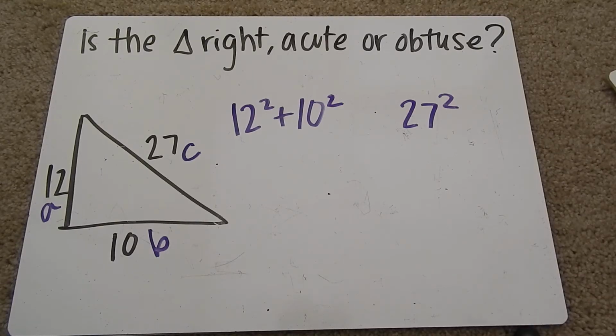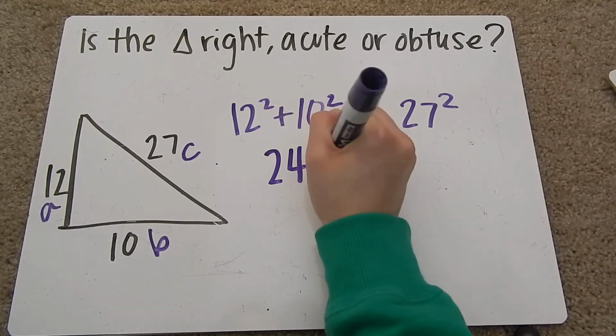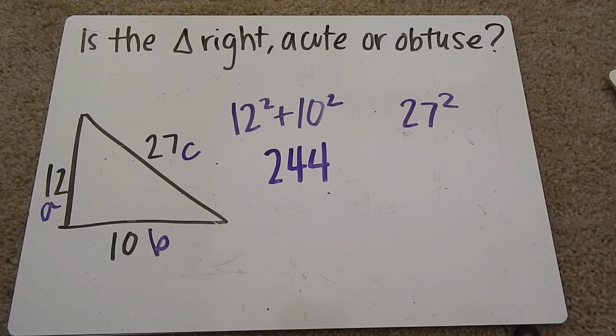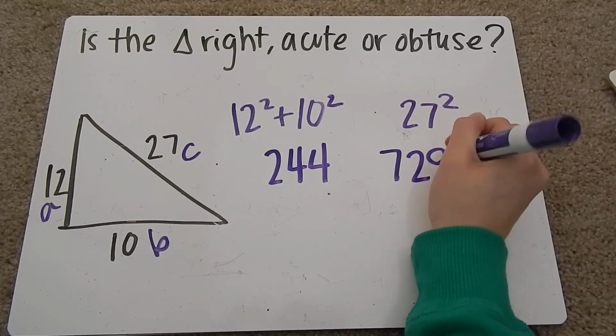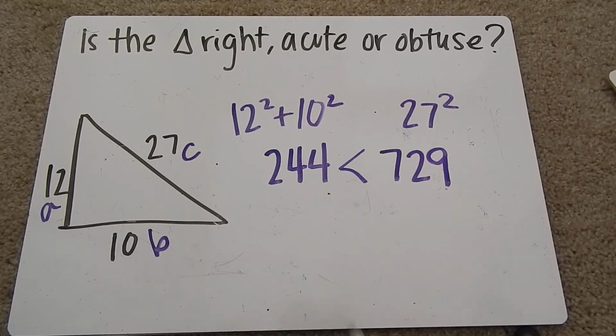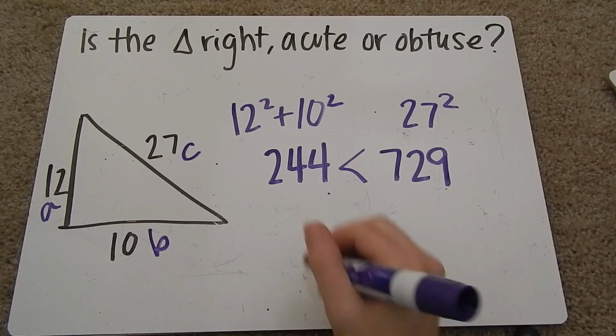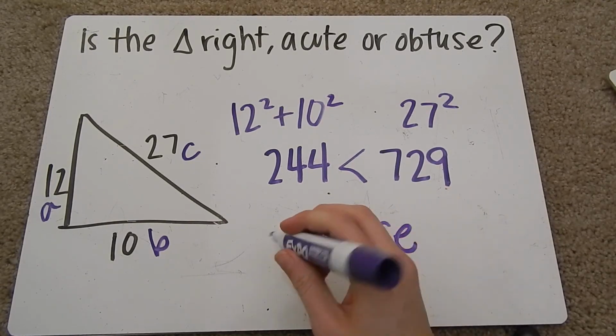So first I'm going to add 12 squared plus 10 squared. Here I get 244. Then I want to figure out what 27 squared is. This is 729. So obviously the sides squared sum is less than the longest side squared. When you have this situation, you will have an obtuse triangle.